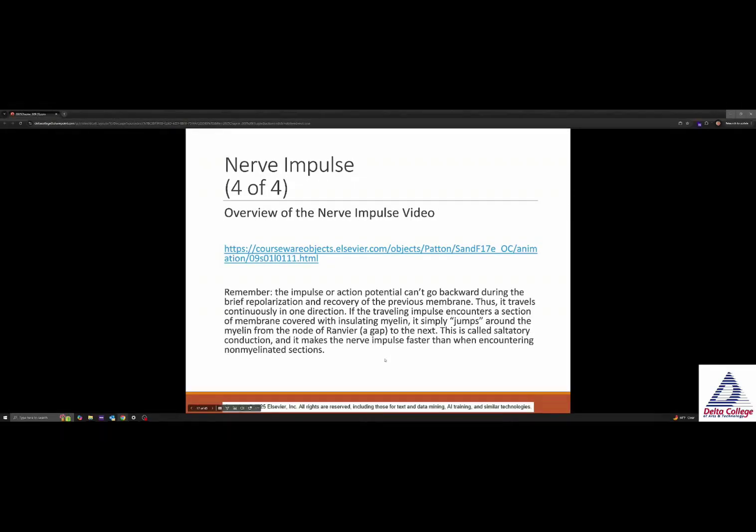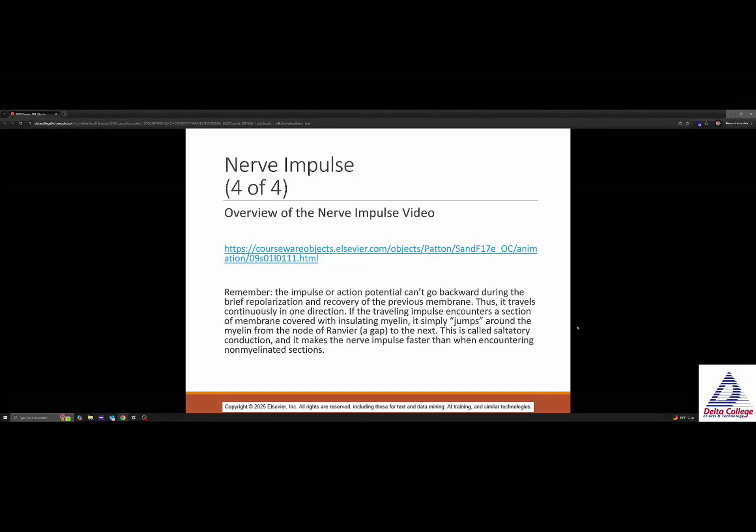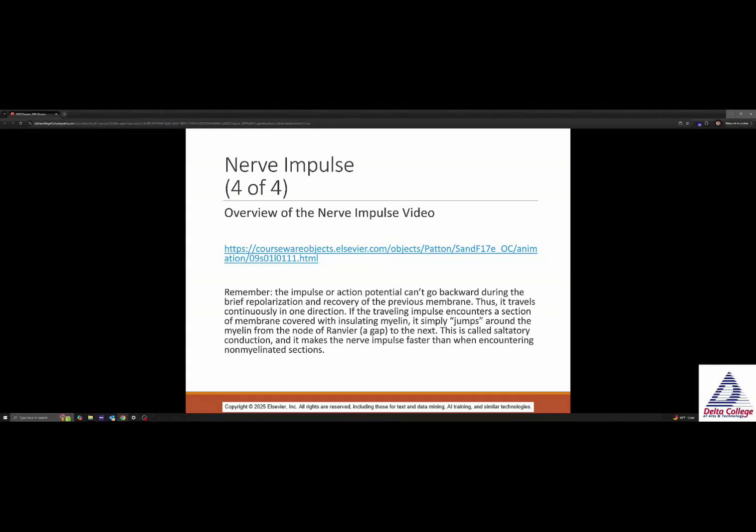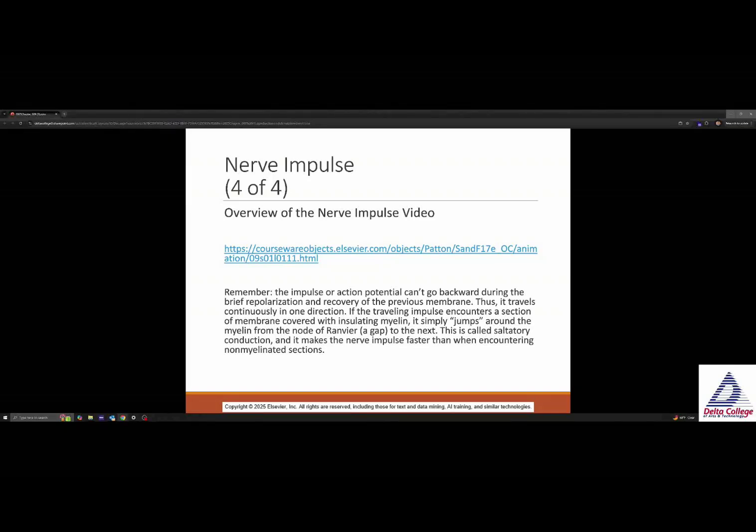Okay, so remember, the impulse or action potential can't go backward during the brief repolarization and the recovery of the previous membrane. Thus, it travels continuously in one direction. If the traveling impulse encounters a section of membrane covered with insulating myelin, it simply jumps around the myelin from the node of Ranvier, which is a gap, to the next. This is called saltatory conduction, and it makes the nerve impulse faster than when encountering non-myelinated sections.